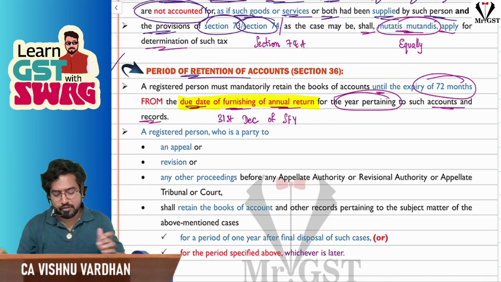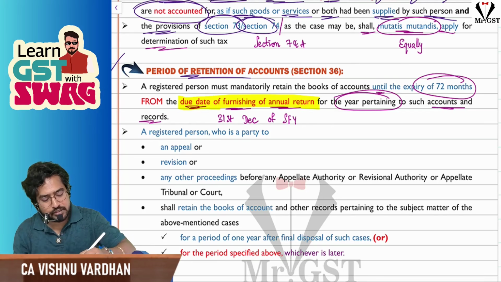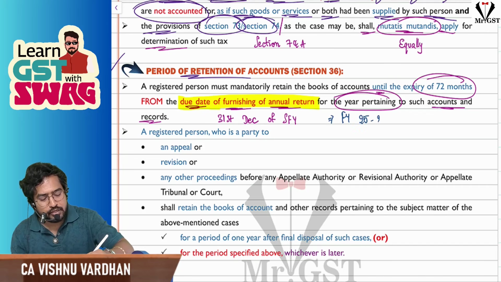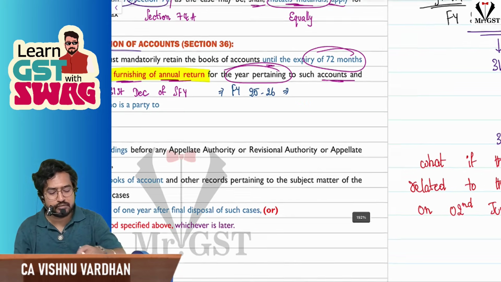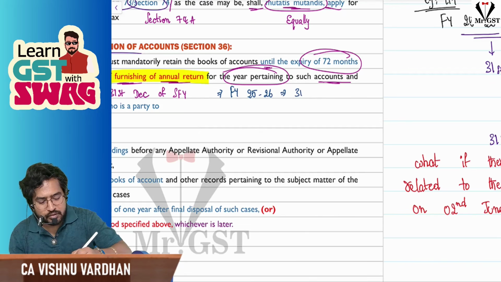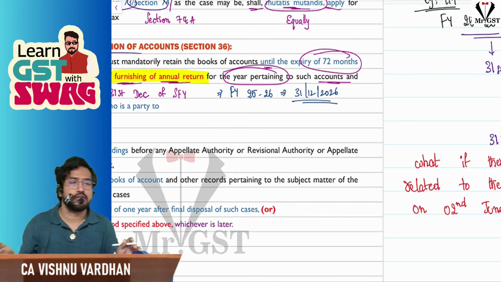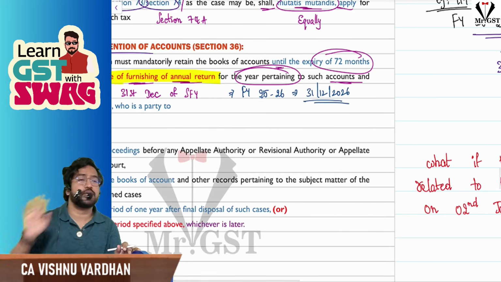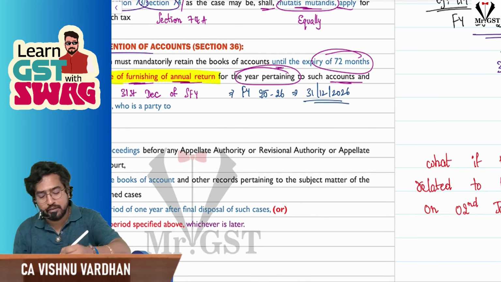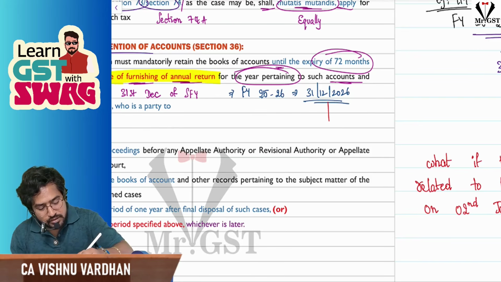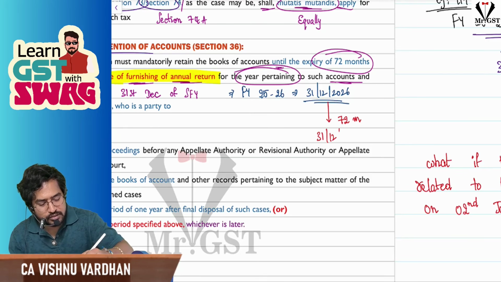Now, you tell me for the financial year 25-26, what is the deadline? 31st December 2026, correct? From that 72 months. Months, from this you should travel. How many months? 72 months. Then you will land with 31st December 2032.